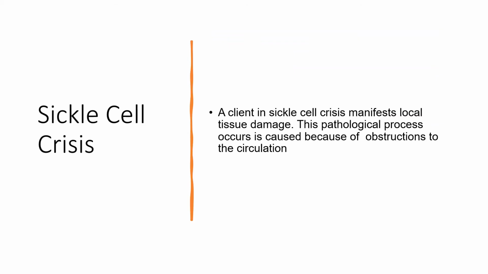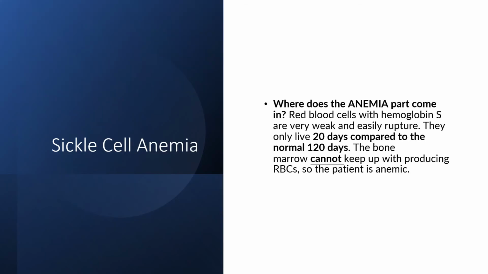A decline in sickle cell crisis manifests local tissue damage. And why is this happening? This is a pathological process that is caused because of the obstruction in the circulatory system. This is what's causing the pain, the tissue damage. When you have tissue damage, that means there's lack of oxygen going to that area. There's sickling of the cell.